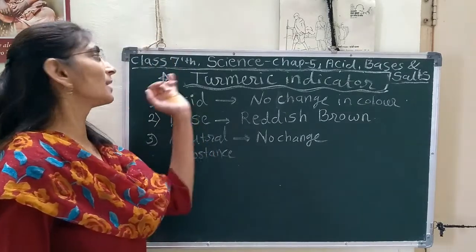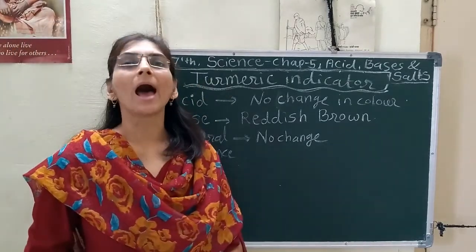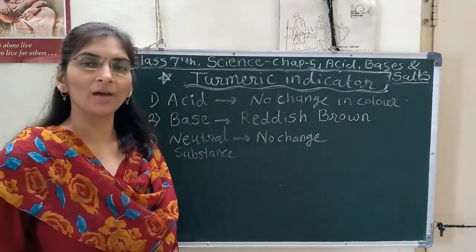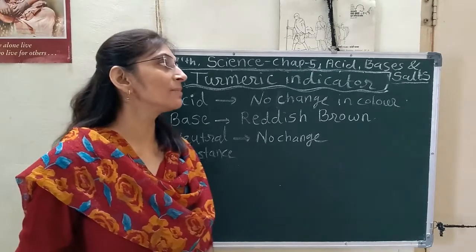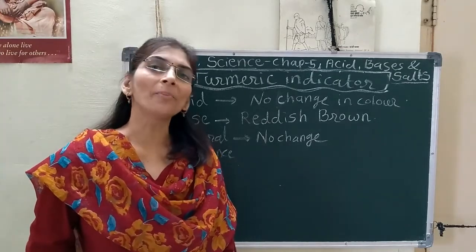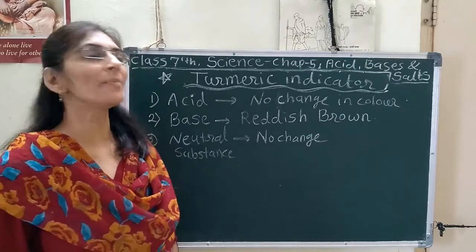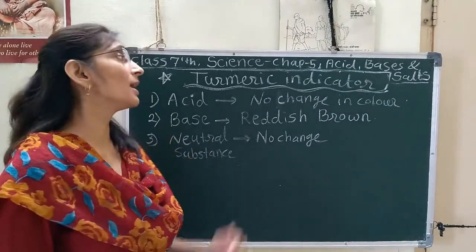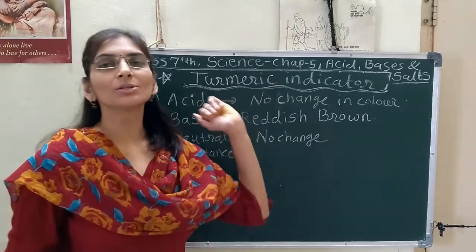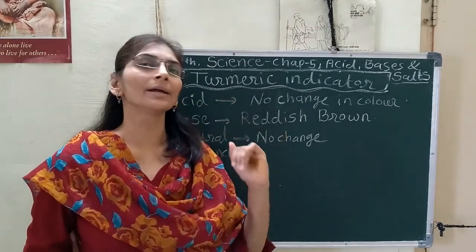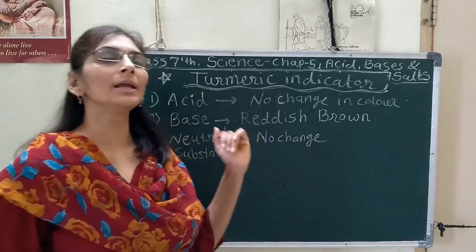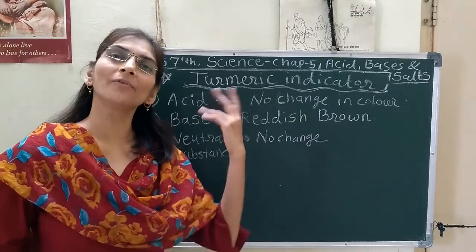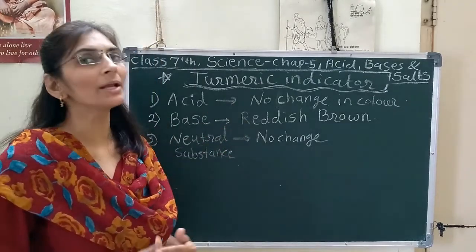Today also we will see class 7 science chapter number 5, acid, bases and salts. Yes, since our last lecture we are seeing about the acid, bases and salts, their properties and the reaction of acid, bases and salts or neutral substances with the indicators. Under that, we are learning about the natural indicators, and litmus indicators we have seen before, and now we are seeing the turmeric indicator.